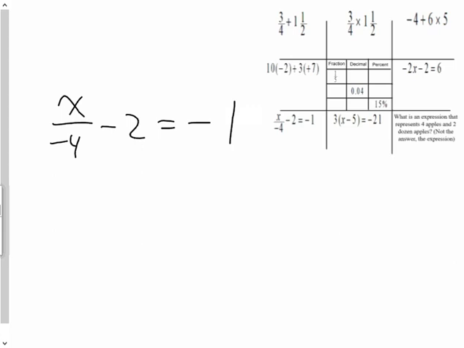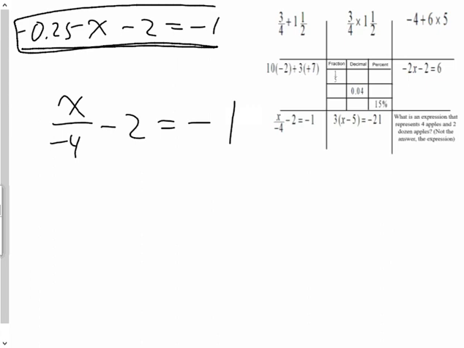Our next question, x over -4 minus 2 equals -1. Again, we have a two-step algebraic equation with a constant and a fractional coefficient. Remember what we talked about before, a -1/4 of x. A -1/4 of x minus 2 equals -1. This equation right here is the exact same thing as that equation. And if you see it, great.